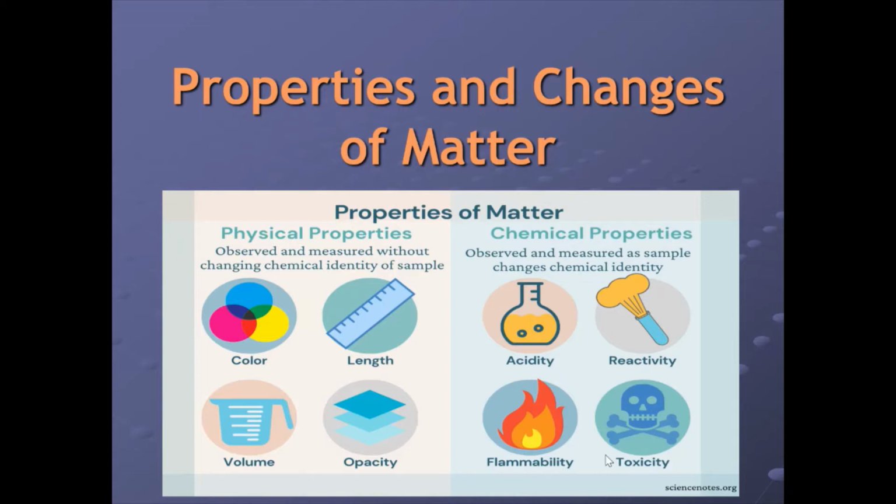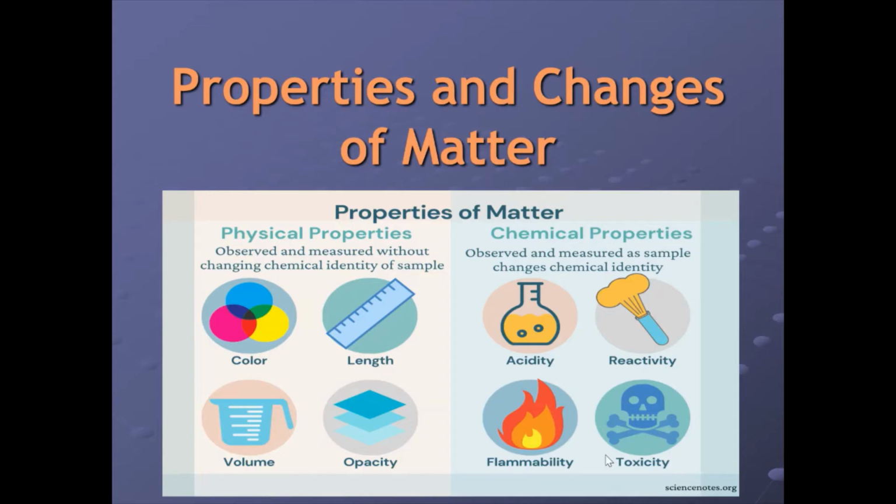And then chemical properties, you see here, are observed and measured as the sample changes chemical identity, right? So it is changing from one certain substance like H2O into something else, like, I'm just going to make something up, H2O2, right? It's no longer the same thing. It's no longer water. H2O2 is actually hydrogen peroxide, which you can put on your cuts.